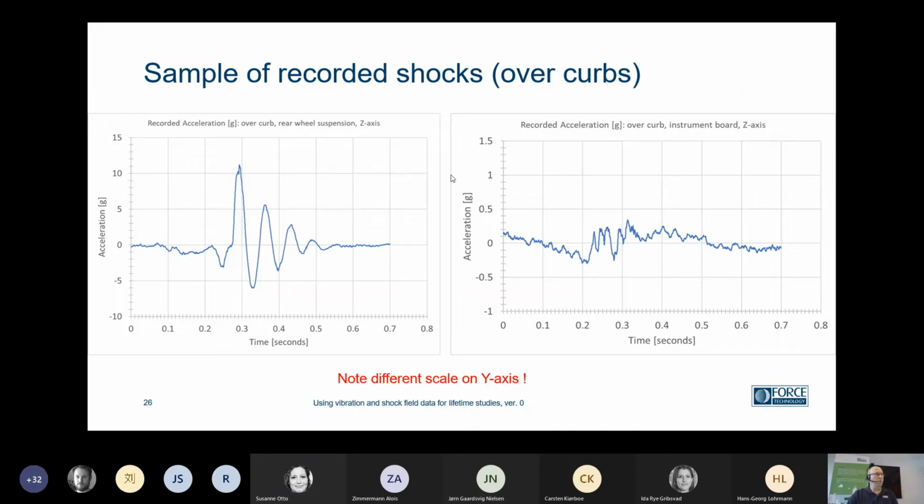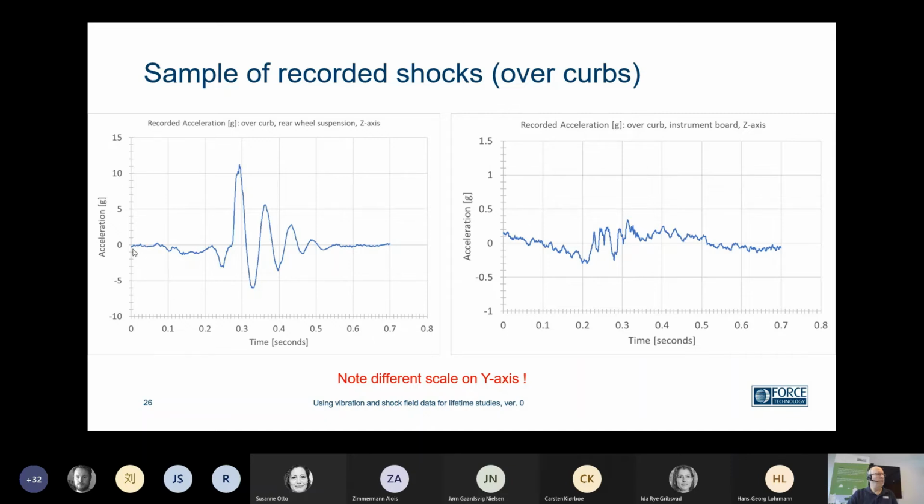Here I have chosen to take some of the recorded shocks. That is where we have measured over the curbs. When we have this measurement for the electric bike, it was like 6 minutes, and for the car it was 17 minutes, and we have 5 measuring points in each, and we have 32 kilohertz of sampling rate. We have a huge amount of data, and we're still digging into all this very interesting data. But I have taken some extracts here for you.